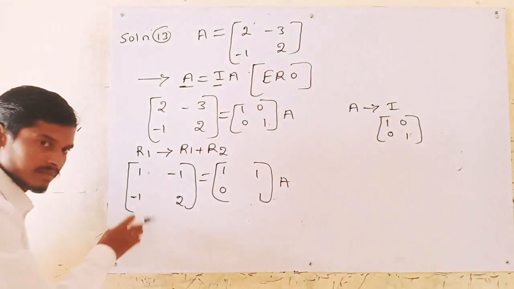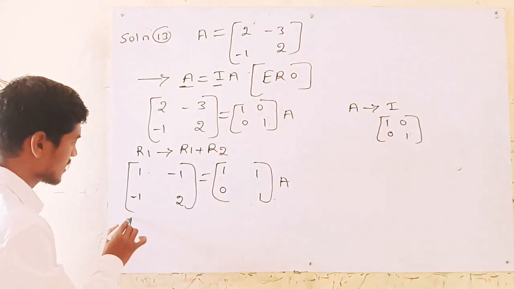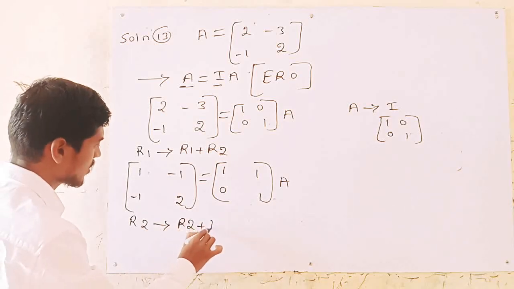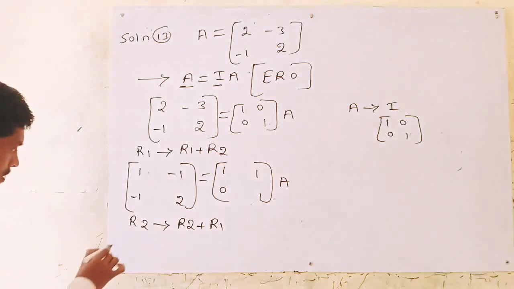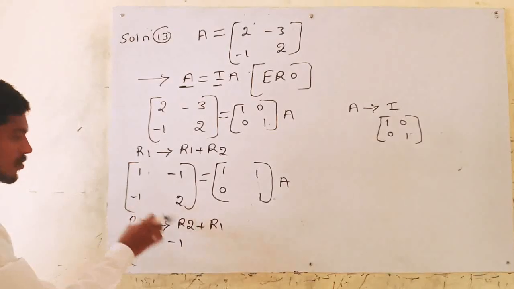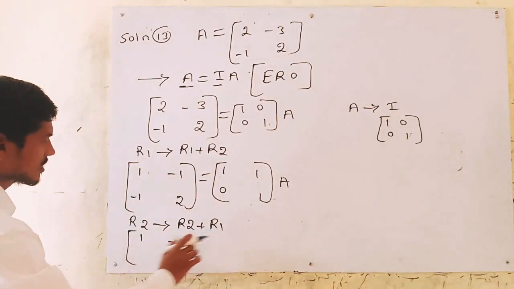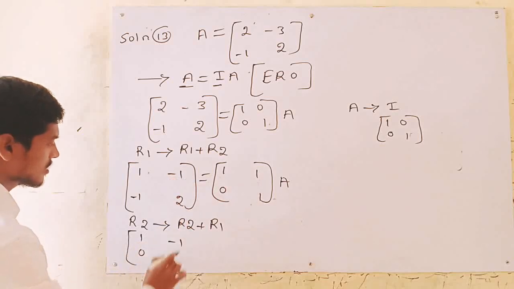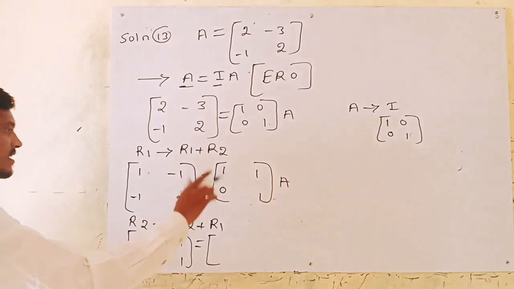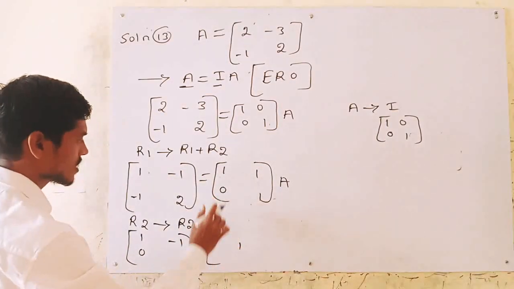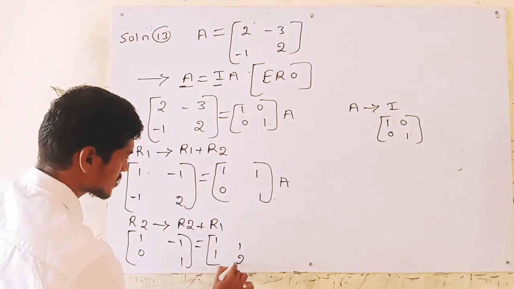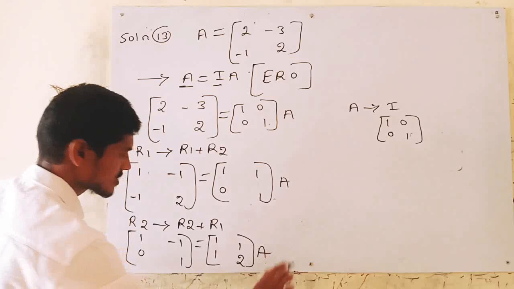Is it possible? Yes, easily. Applying R2 changes to R2 plus R1. So R1 remains the same and R2 corresponding elements: minus 1 plus 1 is 0, and this one is 1. Simultaneously for this matrix, R2 changes to 0 plus 1, 1 plus 1, that is 2, times the A matrix.